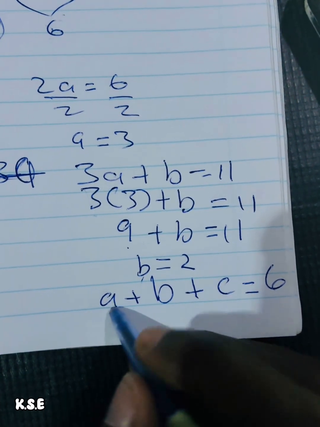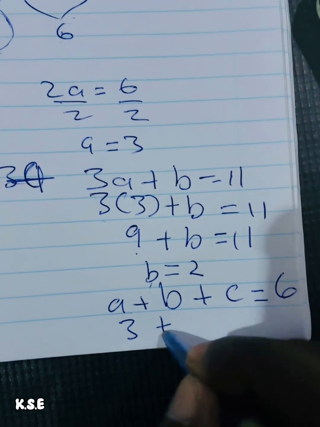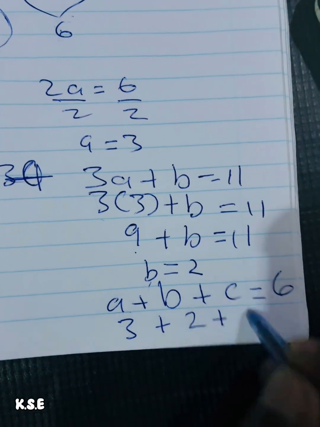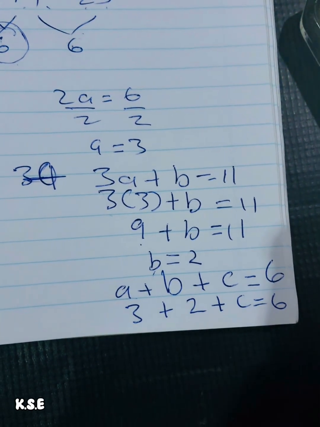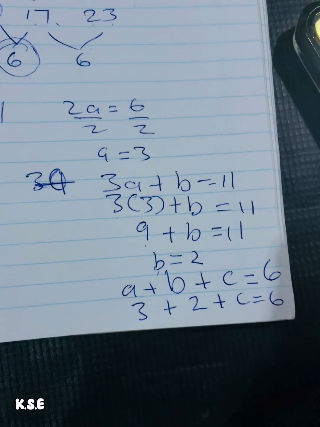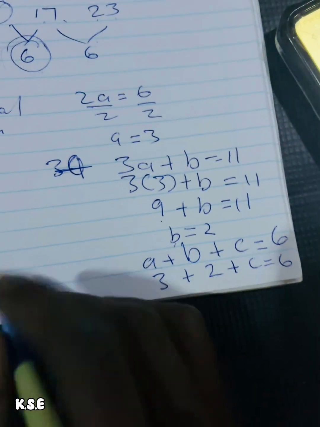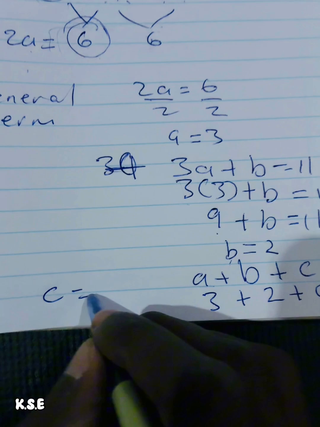So we're going to substitute it. We're going to say 3 plus B, which is 2, plus C equal to 6. So this plus this is going to give us 5. Transpose to the other side, it is negative 5. 6 minus 5 is equal to what? That means C is equal to 1.